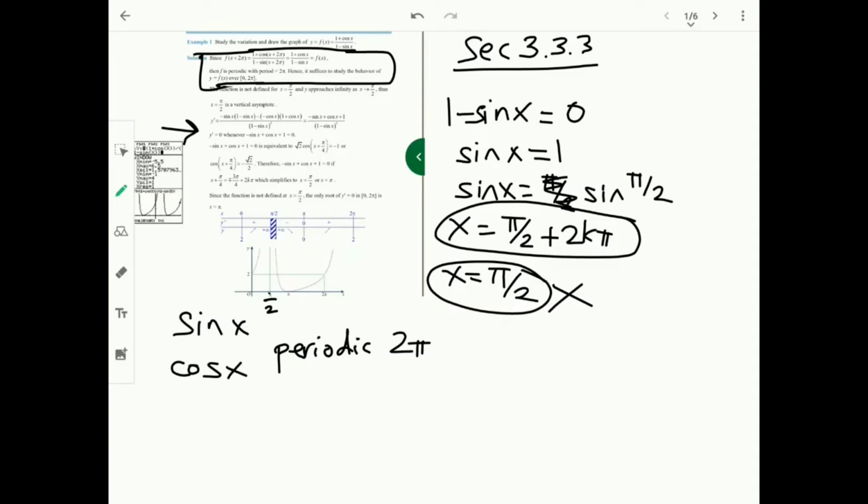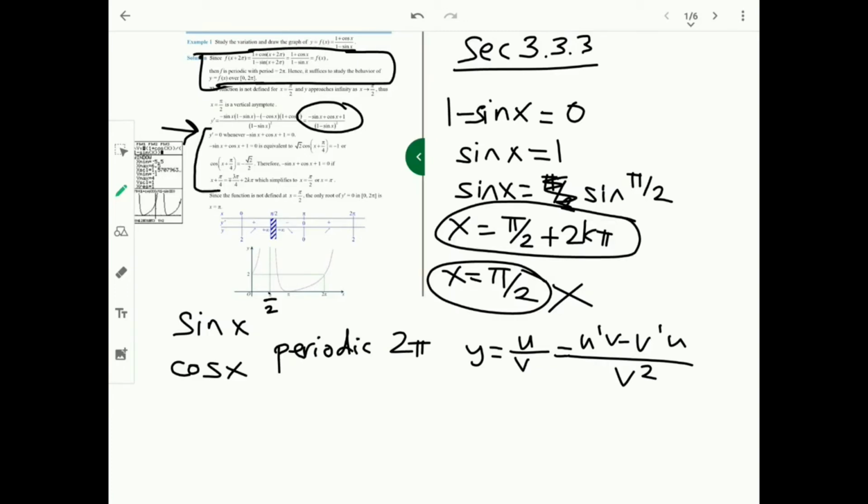So we should all know how to take the derivative. y is equal to u over v. u and v are both functions, so it's u prime v minus v prime u over v squared. I'm going to assume you guys know this. I'm not going to solve it. But now this is the derivative. Now what do we do? We equate it to 0. A function that is a fraction is only equal to 0 when the numerator is equal to 0. So now I'm just going to solve this part because in the textbook it's a bit hard to understand.